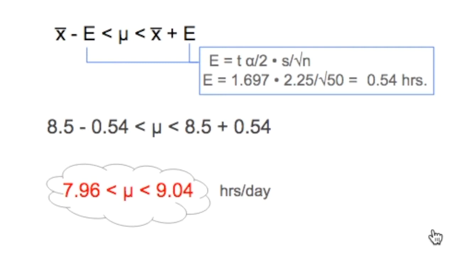Therefore, our final answer is 7.96 is less than mu, which is less than 9.04 hours a day of work time for employees at the bank. So there you go.